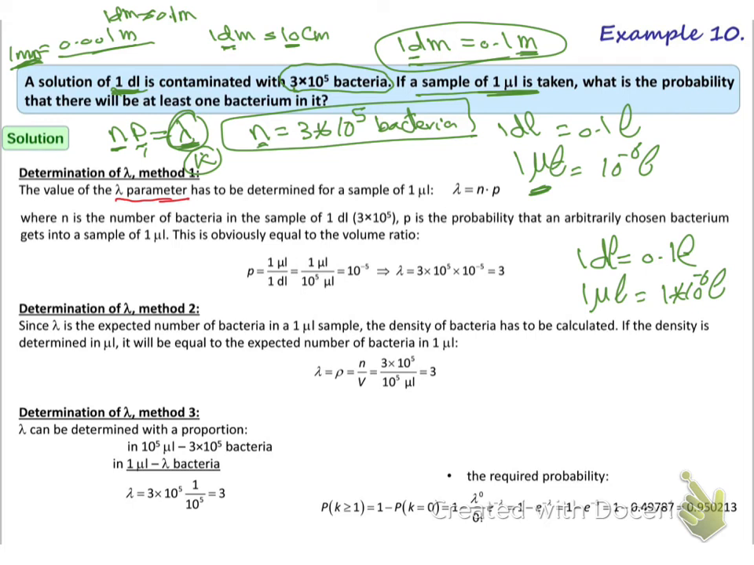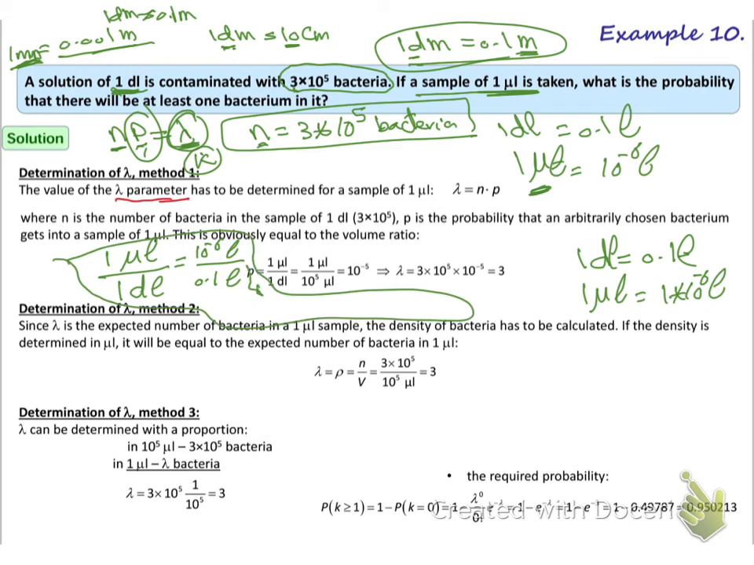So the probability, or the percentage, is the sample which he has taken, 1 microliter, divided by 1 deciliter. Let us convert them into liters to get the fraction. 1 microliter means 10 to the power minus 6 liter, and 1 deciliter means 0.1 liter. So it will be 10 to the power minus 6 divided by 10 to the power minus 1, which equals 10 to the power minus 5. So this is the probability, very, very small. So P equals 10 to the power minus 5.